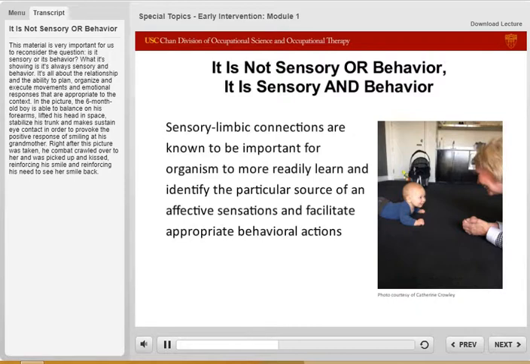In the picture above, the 6-month-old boy is able to balance on his forearms, lift his head in space, stabilize his trunk, and make sustained eye contact in order to provoke the positive response of smiling at his grandmother. Right after this picture was taken, he combat crawled over to her, was picked up and kissed, reinforcing his smile and reinforcing his need to see her smile back.